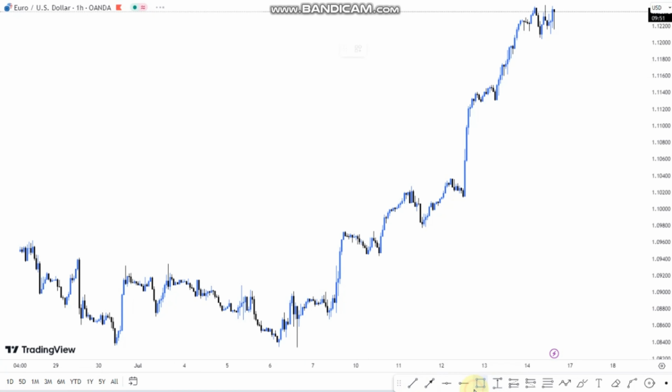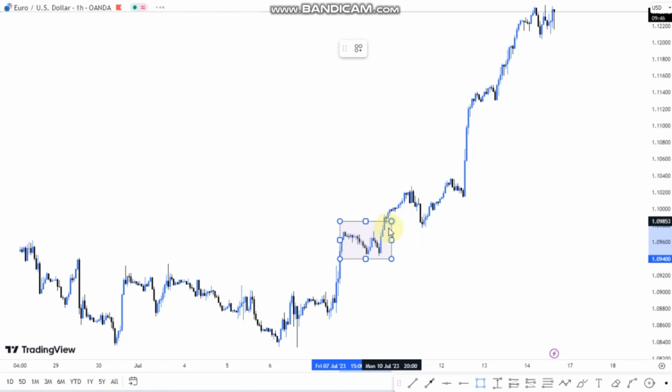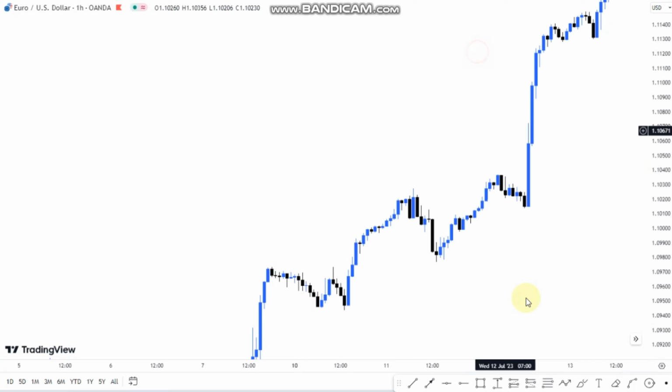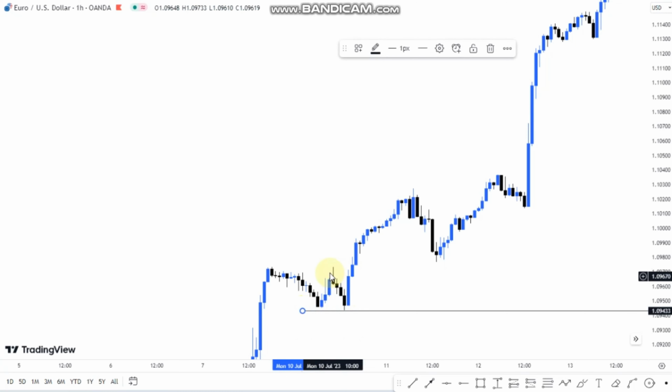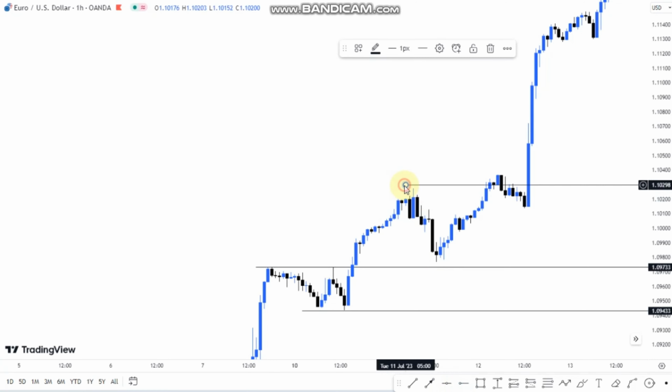So around these areas we had a double bottom, and we explained the double bottom in depth. If we have these two bottoms, we mark our neckline, which is this one here, and wait for the break and retest, which is where we enter our trades. After the retest entries, we take our profits above the previous higher high, which is around these areas here.